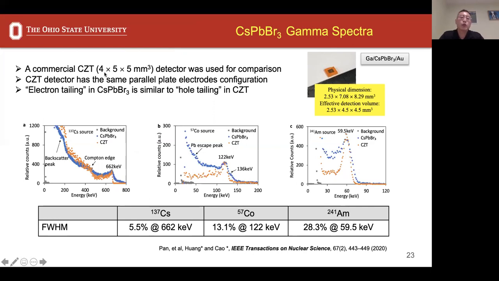In this case, we purposely bought a smaller CZT detector, 4 by 5 by 5 cubic millimeters, that has pretty close dimensions to the perovskite we're testing. We just want, as a benchmark, for the device volume to be similar, and to see the performance of their response to radiation.